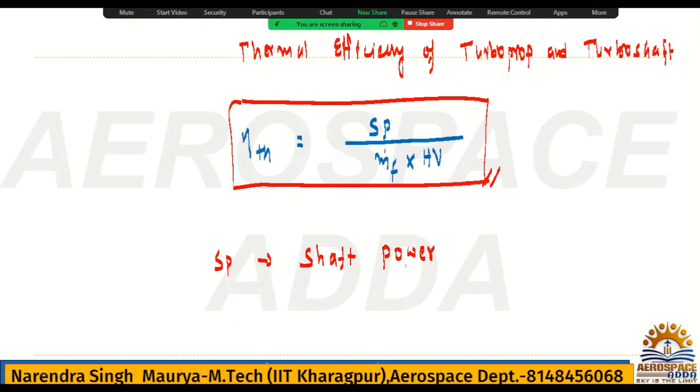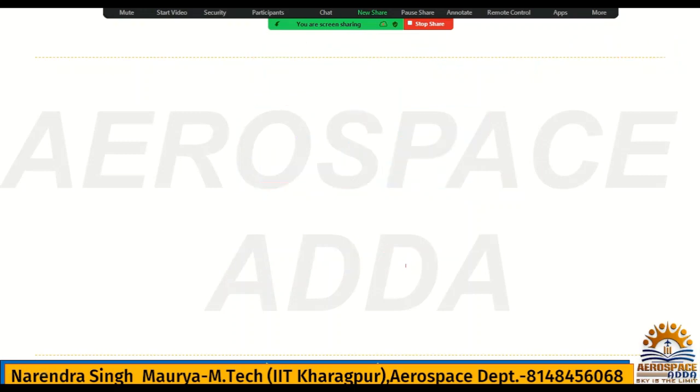Now we have a propeller efficiency, which is sometimes required for turboprop. Okay, so propeller efficiency will be eta p r. How to get this? Propellers are basically used in two types of engine, you know that: piston and turboprop. In both cases, the shaft power is what is converted into thrust power.